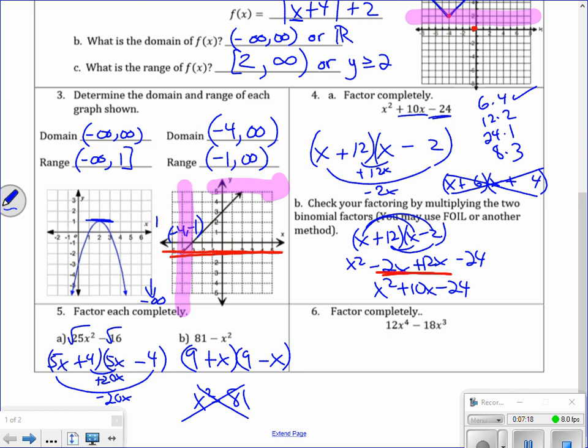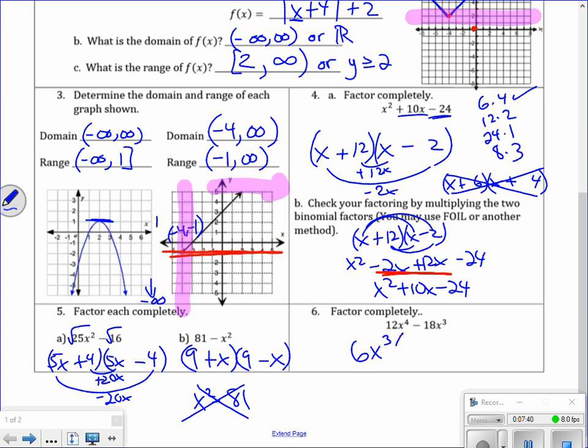Number 6. Number 6, so I notice there's only 2 parts here. I don't notice any perfect squares. I do notice that 12 and 18 both divide by quite a few numbers. They divide by 2, they divide by 3, but the best thing they divide, the biggest thing is 6. So I'm going to pull out a 6. They also both share x to the third. They both have at least x to the third to give me, so I'm going to hit x to the third.